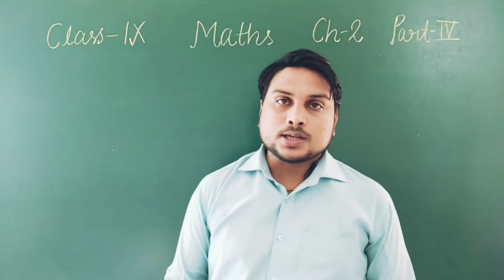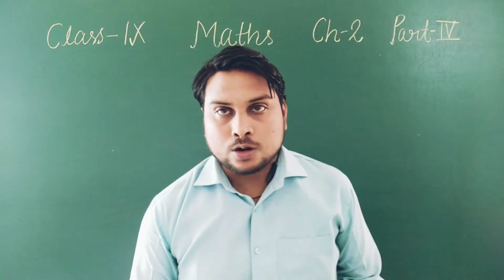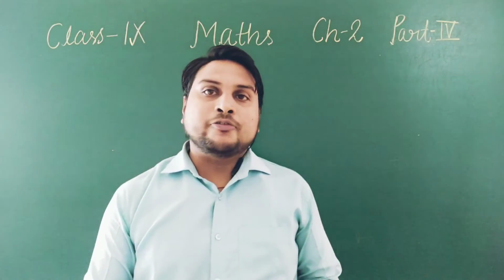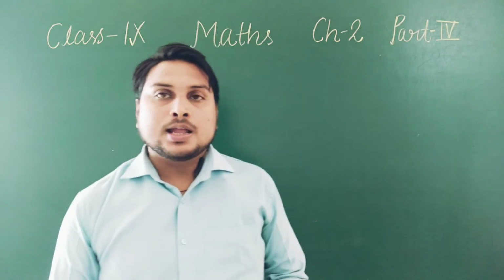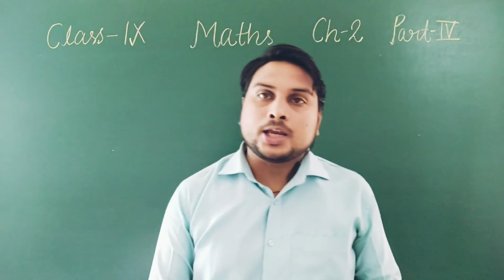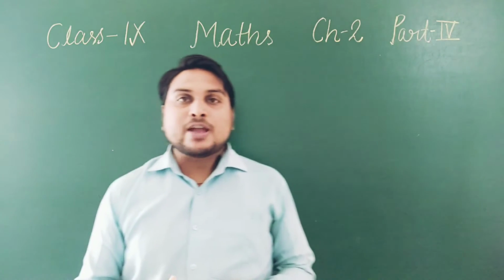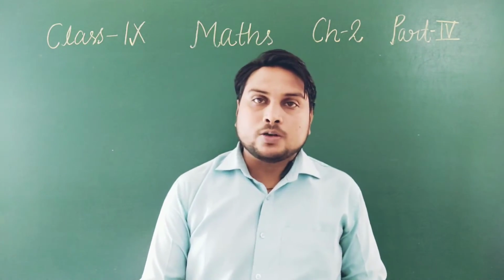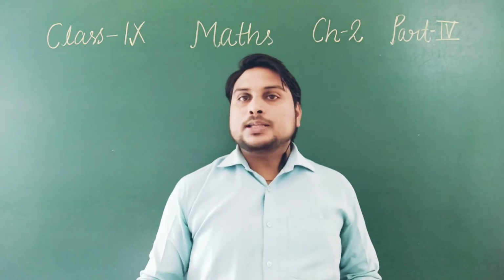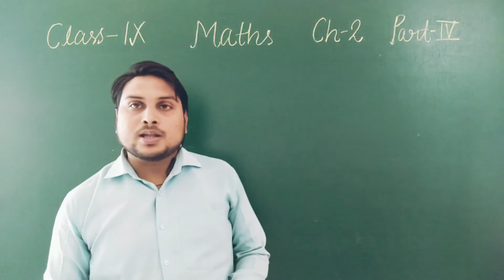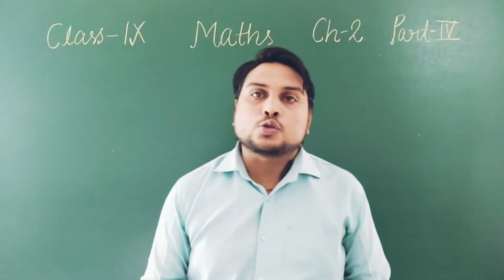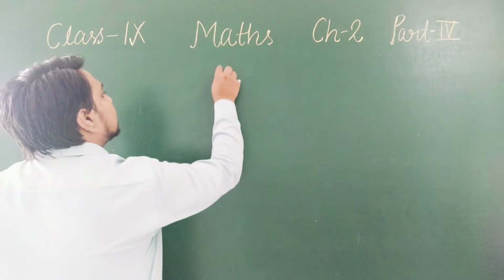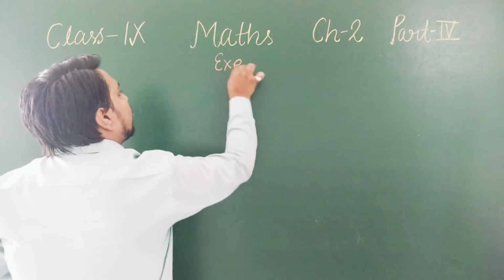Now we are going to discuss exercise 2.4. In that exercise we will use different methods of factorization, like splitting the middle term, taking common factors, using the factor theorem, and factorization by using division of polynomials also. All these methods we will discuss while solving the questions of exercise 2.4. So let us start exercise 2.4.